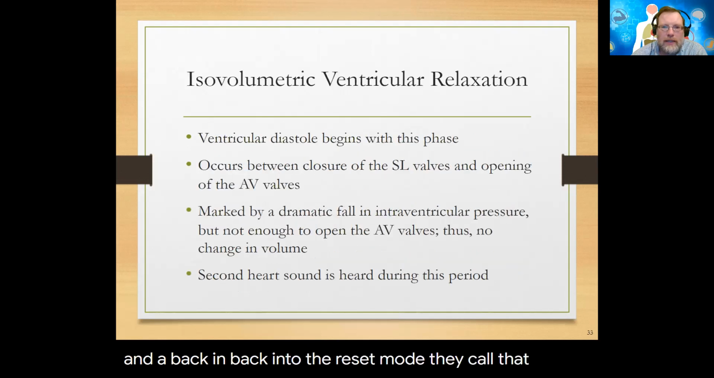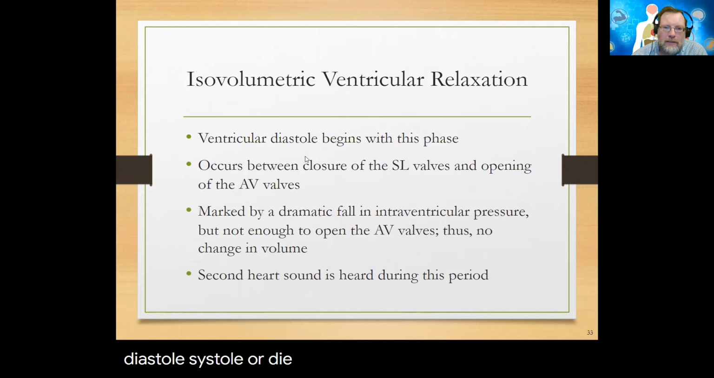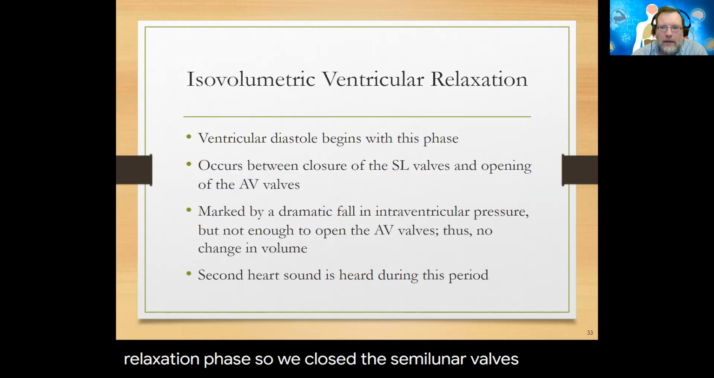They call that isovolumetric ventricular relaxation. That's when diastole begins for the ventricles, the relaxation phase. So we close these semilunar valves, get the AV valves open a little bit, and get some fill, starting to fill the ventricles a little bit. There's a dramatic fall in intraventricular pressure, not enough to open the AV valves, no change in volume.